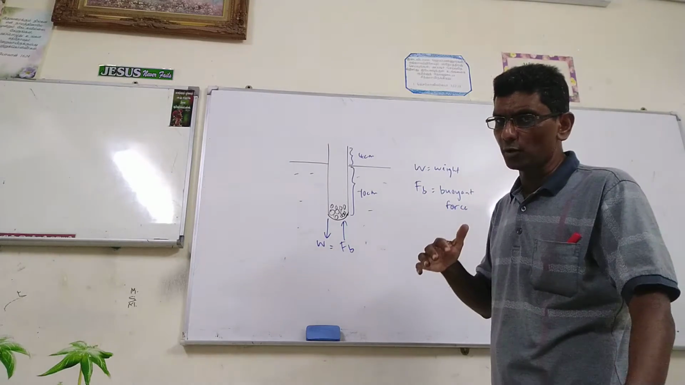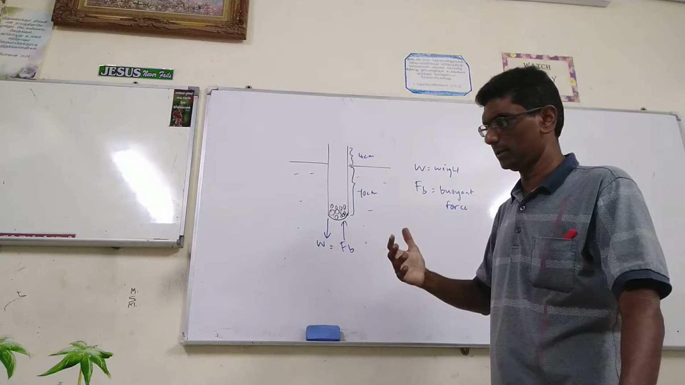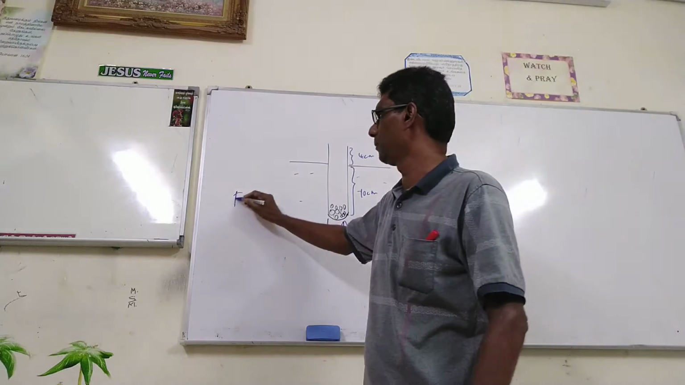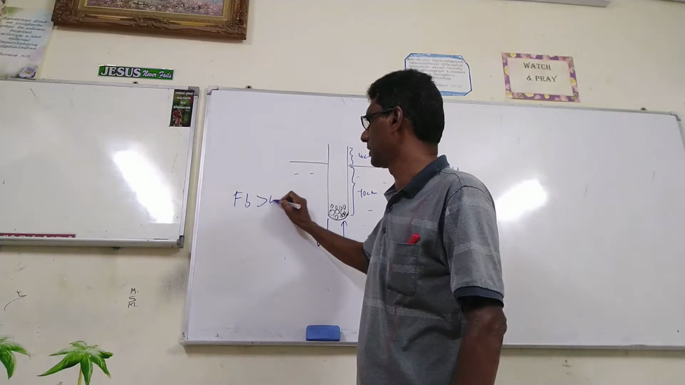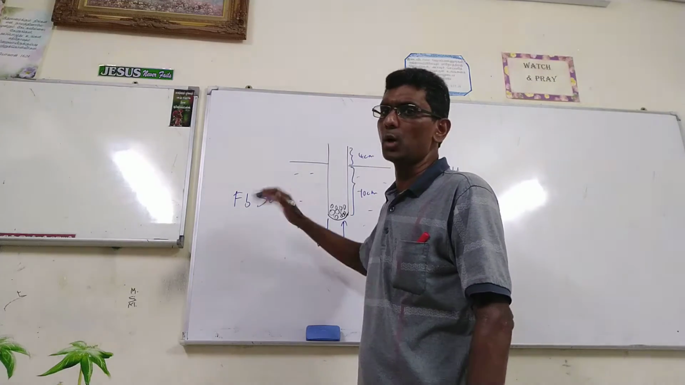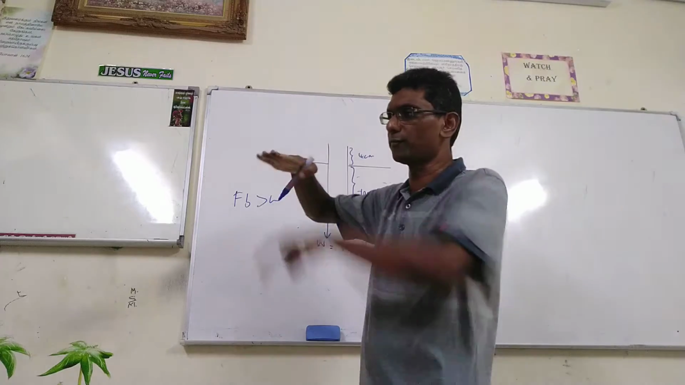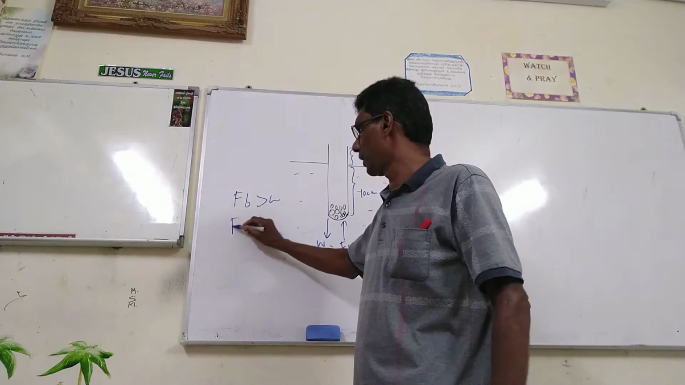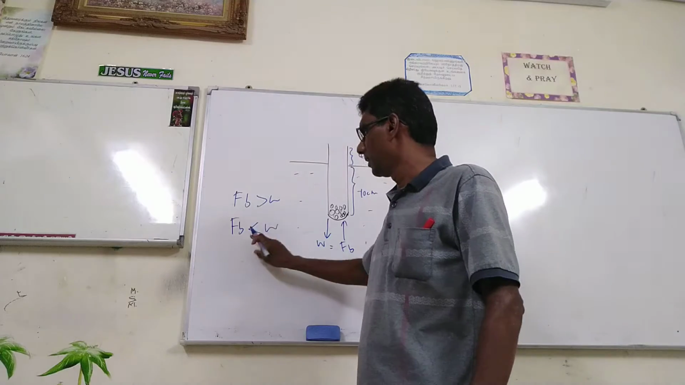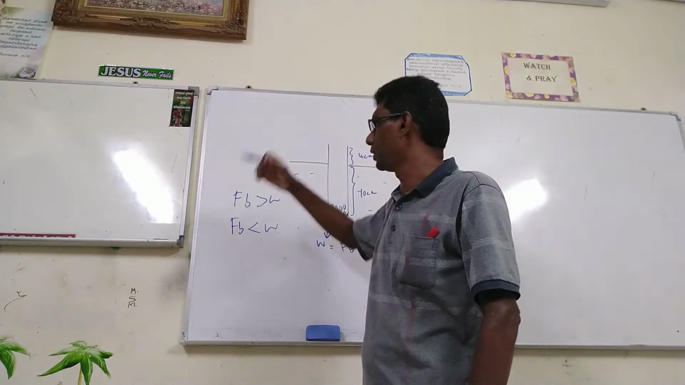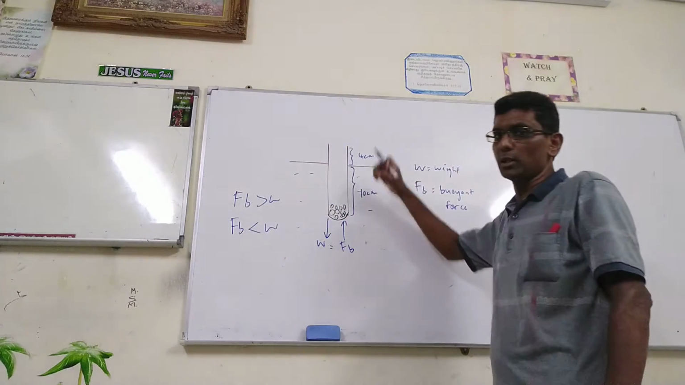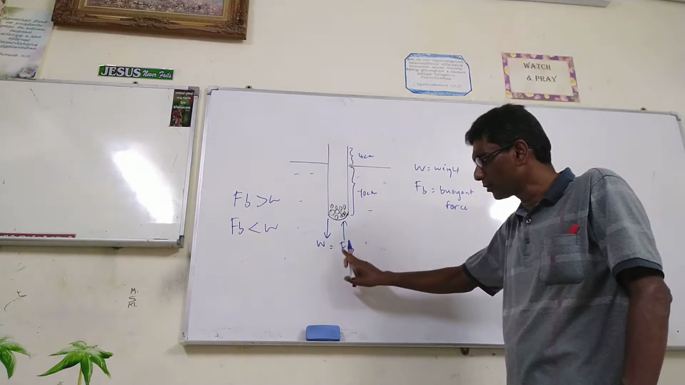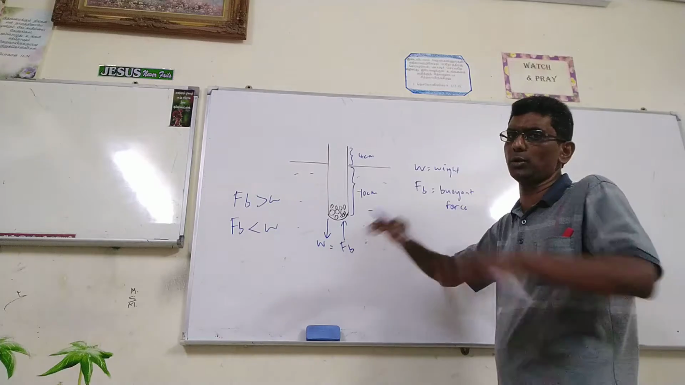If the buoyant force is more than the weight, what happens? The object floats on the surface. If the buoyant force is lesser than the weight, the weight is more than the buoyant force, the object immerses completely. In this case, the buoyant force equals the weight of the object. So the object floats.